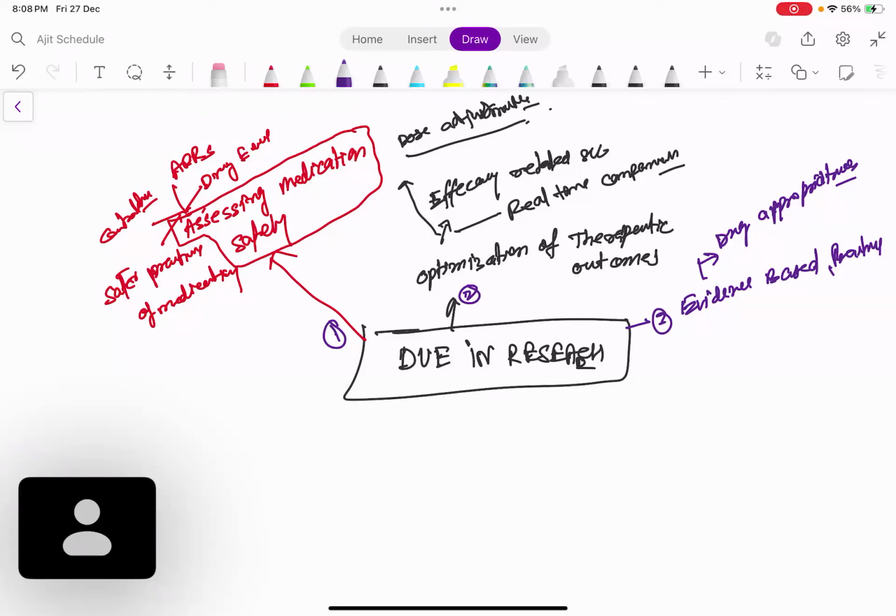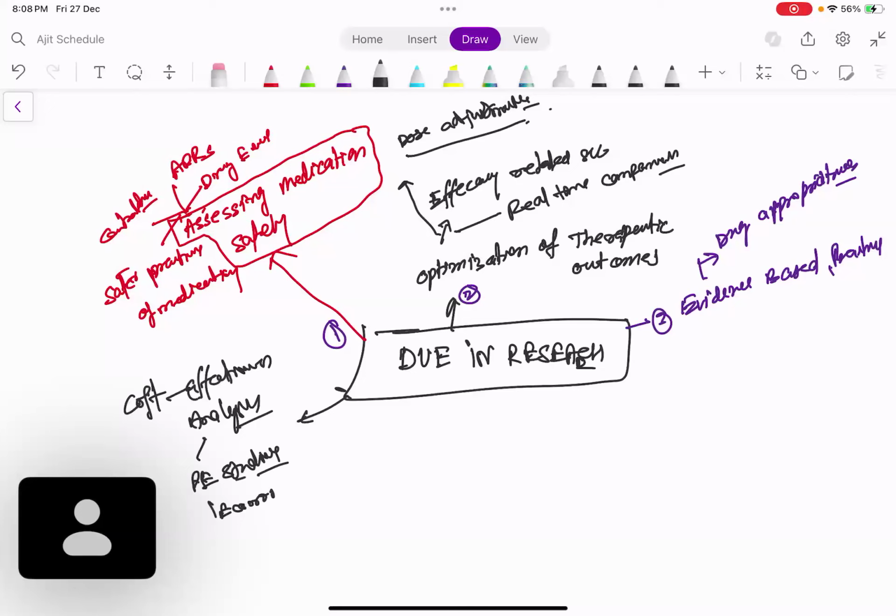Then there is something else. We can also work on cost effectiveness analysis, right? So how can we do cost effectiveness analysis? We can do some pharmacoeconomic studies, right? And we can also work on the economic burden. We can conduct any type of study, either observational or intervention, in these domains. I will tell you one by one.